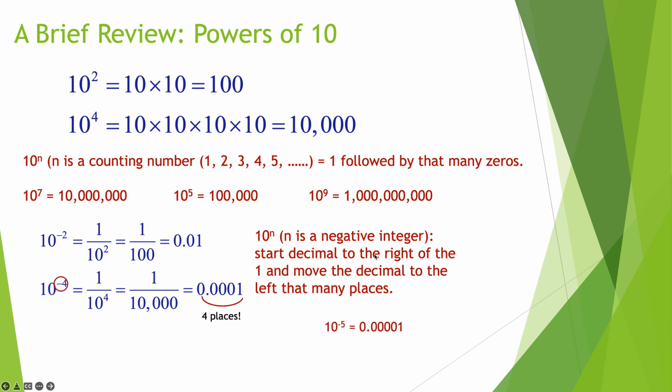10 to the negative fifth is 0.00001. That's a total of 5 places here. Starting on the right of the 1, you move 5 places to get to where the decimal point is. 10 to the negative 3, start to the right of the 1, move 3 places, 0.001. And normally we put a 0 in front of that, 0.001. The only thing that matters is how many places between the decimal point and after the 1. Okay.